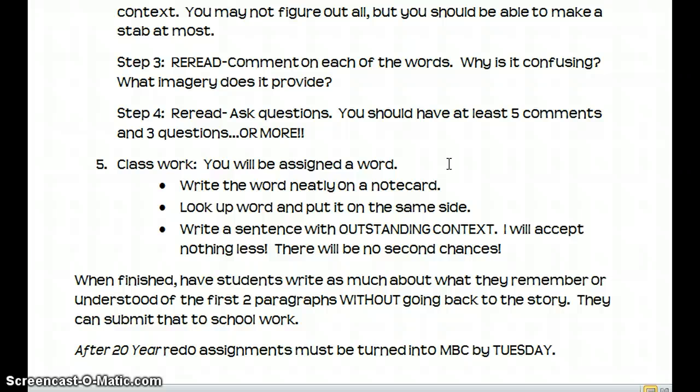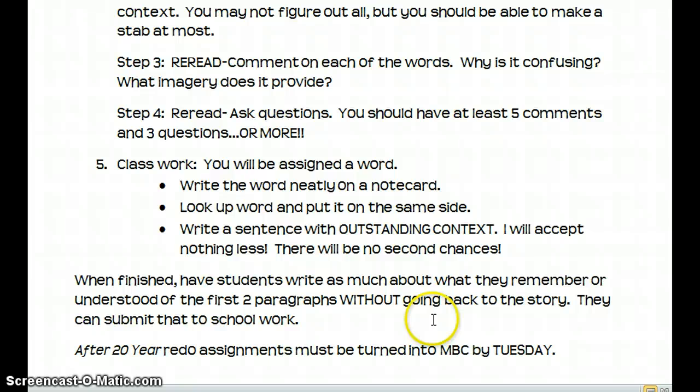And then on the other side, on the blank side, I want you to write a sentence with outstanding context. I will accept nothing less, and there will be no second chances this time. So you need to make sure that the word that you pick, or the word that you are assigned, you look it up, you figure out how to use it in context. Please feel free to look at example sentences, but do not copy and paste a sentence. Again, I can sniff out writing that is not an 8th grader from a mile away. We talked about how to make good context.